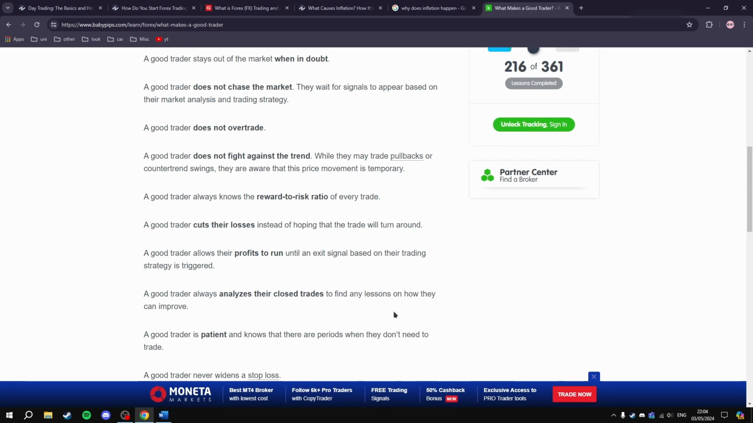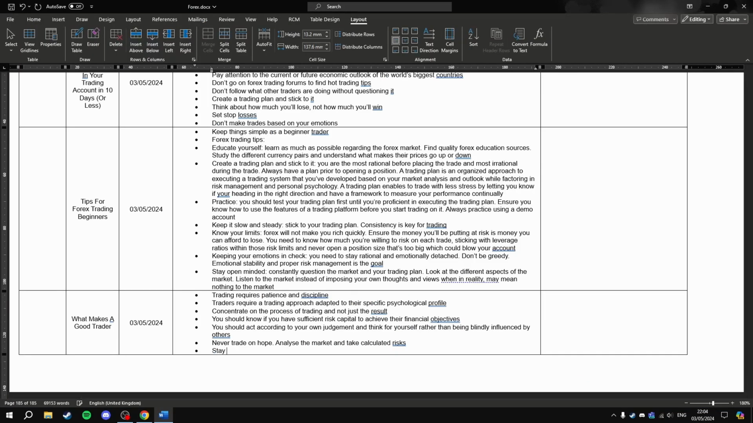A good trader stays out of the market when in doubt. So if you're not sure regarding a trade, then just don't do it at all. Stay out of the trade when in doubt.